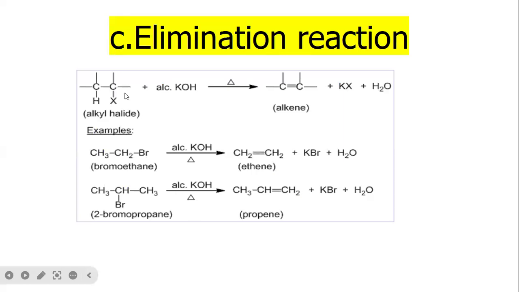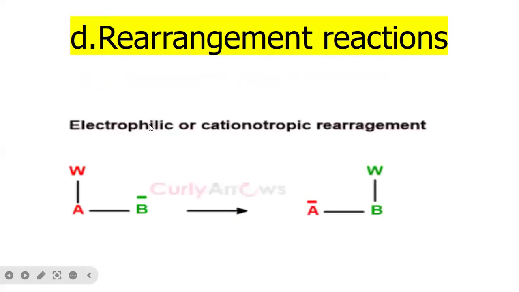Elimination reaction. Elimination means removal. In this reaction, the halogen of the halide is removed by alcoholic potassium hydroxide. Rearrangement reaction: the substrate undergoes a rearrangement of atoms into another arrangement.